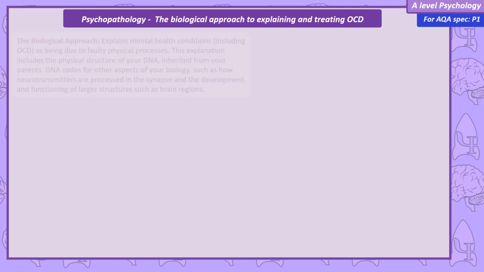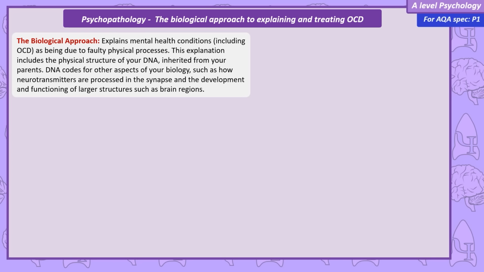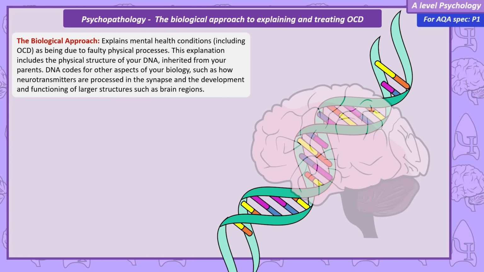The biological approach to explaining and treating OCD. There are a wide range of explanations for why people develop OCD, but in this video we need to focus on the biological, including genetic and neural explanations.